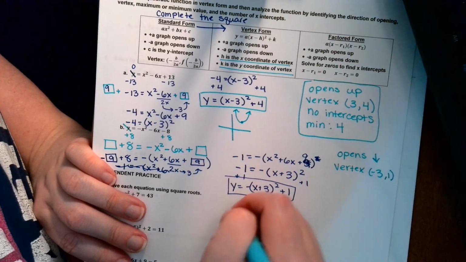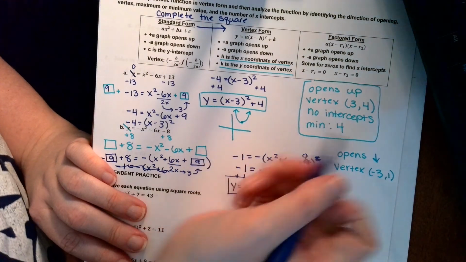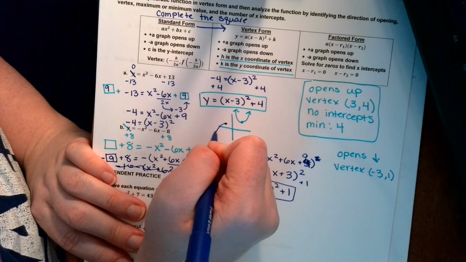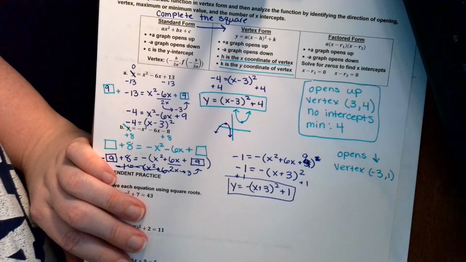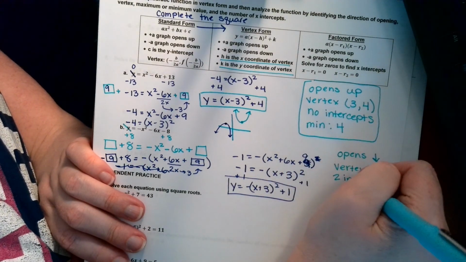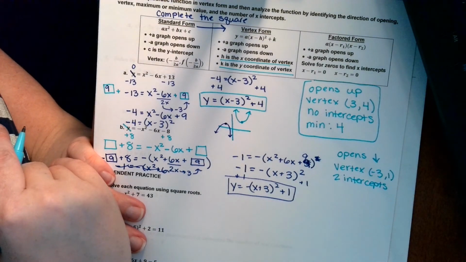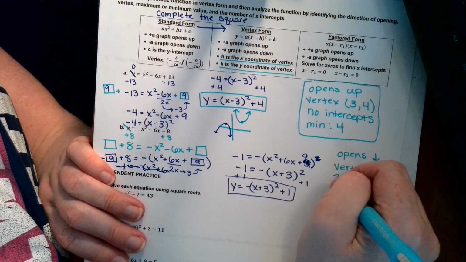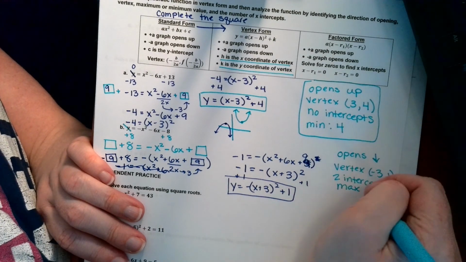So if I were to graph this, I'm going to go back to this graph. My vertex is at (negative 3, positive 1), and we said it opens down. So that means it's going to have 2 solutions, 2 intercepts, and it's not going to have a minimum because it opens down. It's going to have a maximum. It's still that y coordinate of the vertex though, and my maximum is 1.